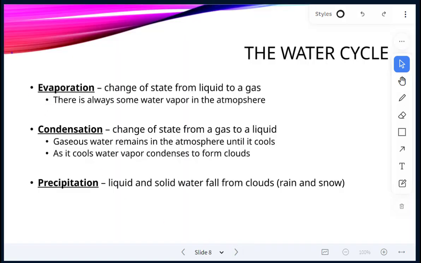All right, so make sure you do know the terms. You've probably learned these before as well. Evaporation, change of state from liquid to gas. There's always some water vapor in the atmosphere. Condensation, that's when there's a change of state from gas to liquid. The gaseous water remains in the atmosphere until it cools. Then as it cools, water vapor condenses to form clouds, and then we'll have precipitation. That's when we see the rain and the snow, that liquid or solid water will fall from those clouds.